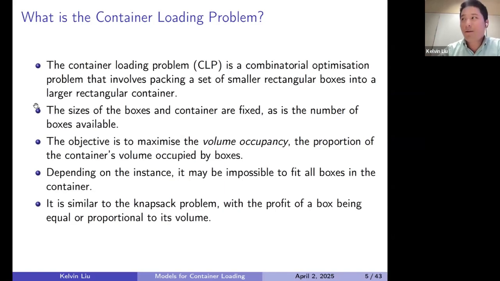For anyone who's seen the knapsack problem before, it's quite analogous to the knapsack problem, although in this case, the profit of a box is always equal or proportional to its volume, whereas in the knapsack problem, the volumes and weights are not a fixed ratio, usually.